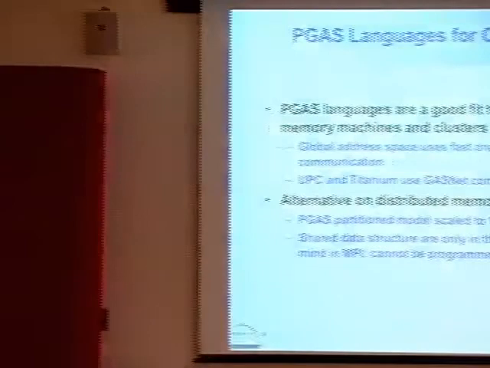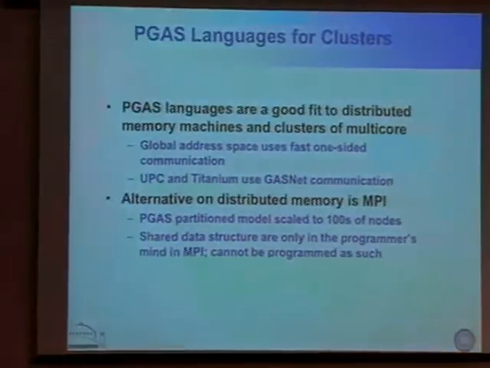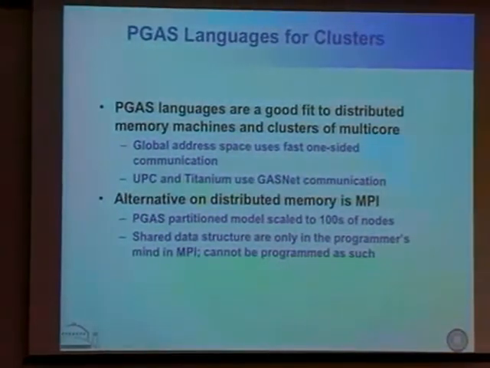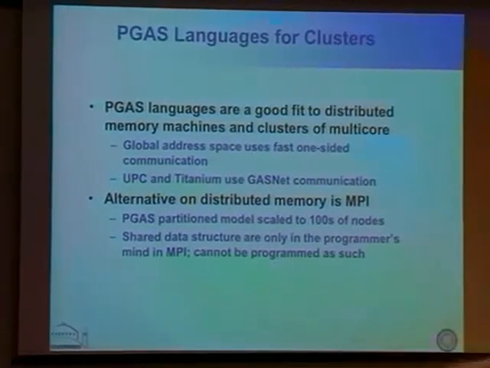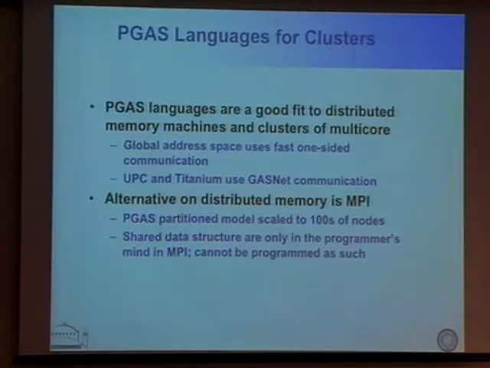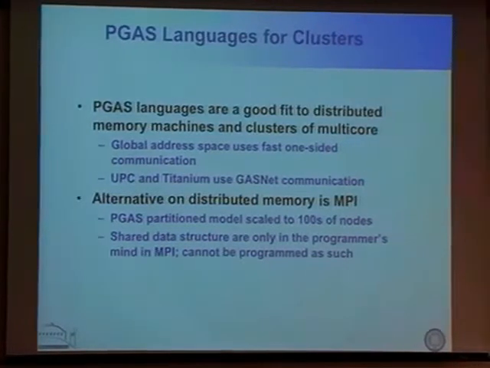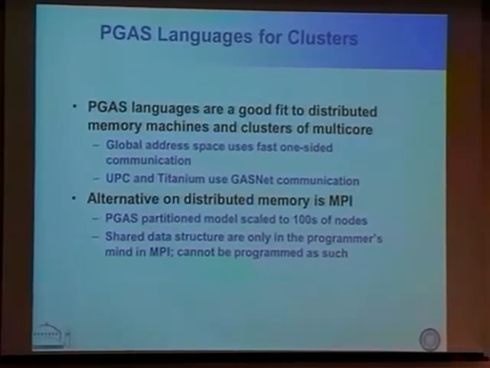What about for clusters? Well, they're a good fit for these distributed memory machines because they use fast one-sided communication. And in particular, what our implementation of UPC and Titanium use is a communication layer called GASNet. And it's also used in the Rice implementation of the CoArray Fortran compiler as well. And the competition, in this case, which is much stiffer competition, I would say, is message passing programming in MPI. The PGAS languages, the partitioned model can still scale certainly to hundreds of nodes.